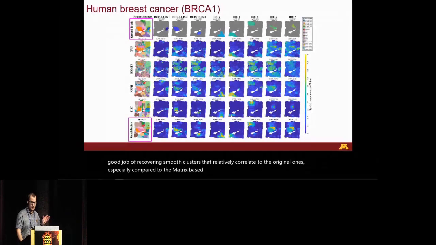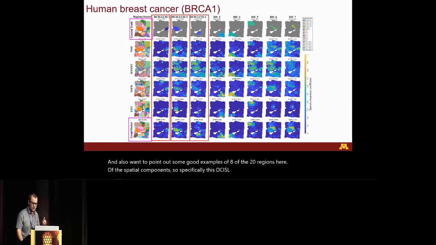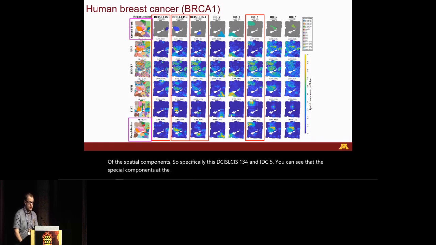And also want to point out some good examples of 8 of the 20 regions here of the spatial components. Specifically this DCIS, LCIS 1, 3, 4, and IDC 5. You can see that the spatial components at the bottom are doing a good job of uniquely capturing their corresponding regions, as well as finding smooth representations of these matches as well.